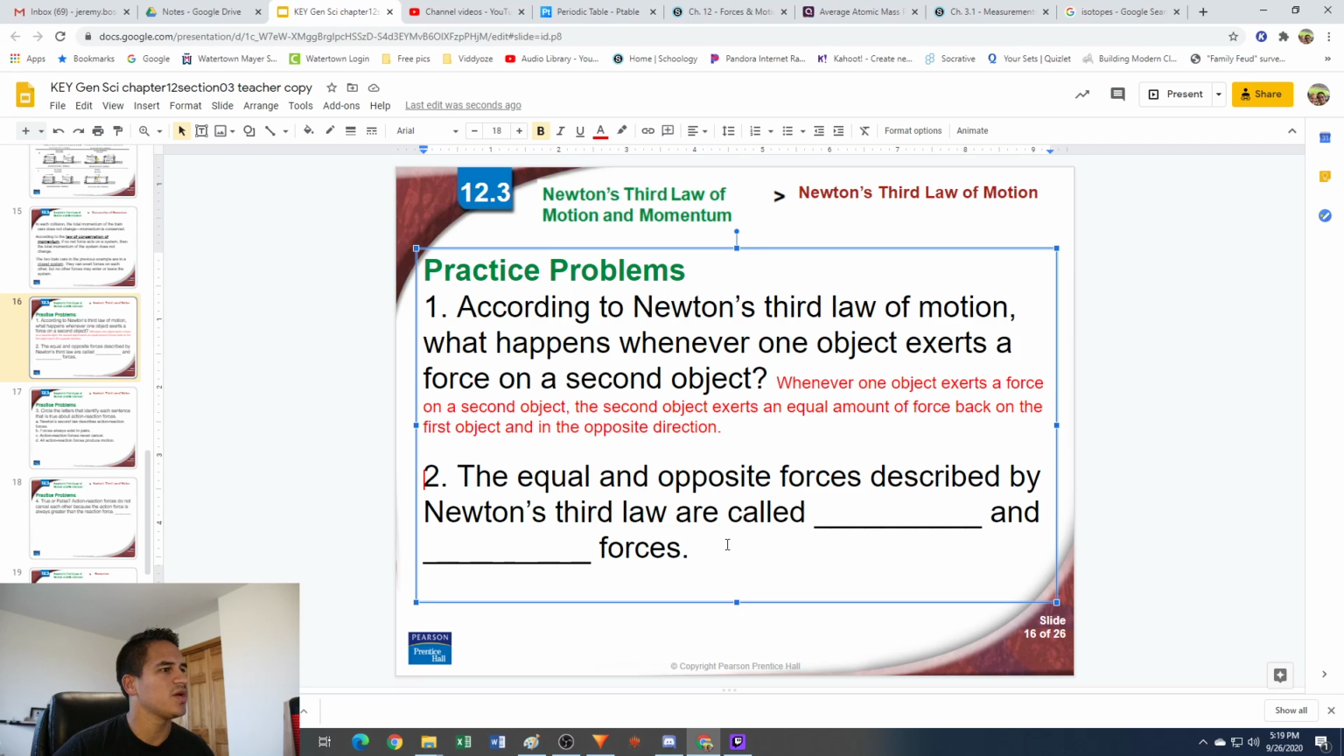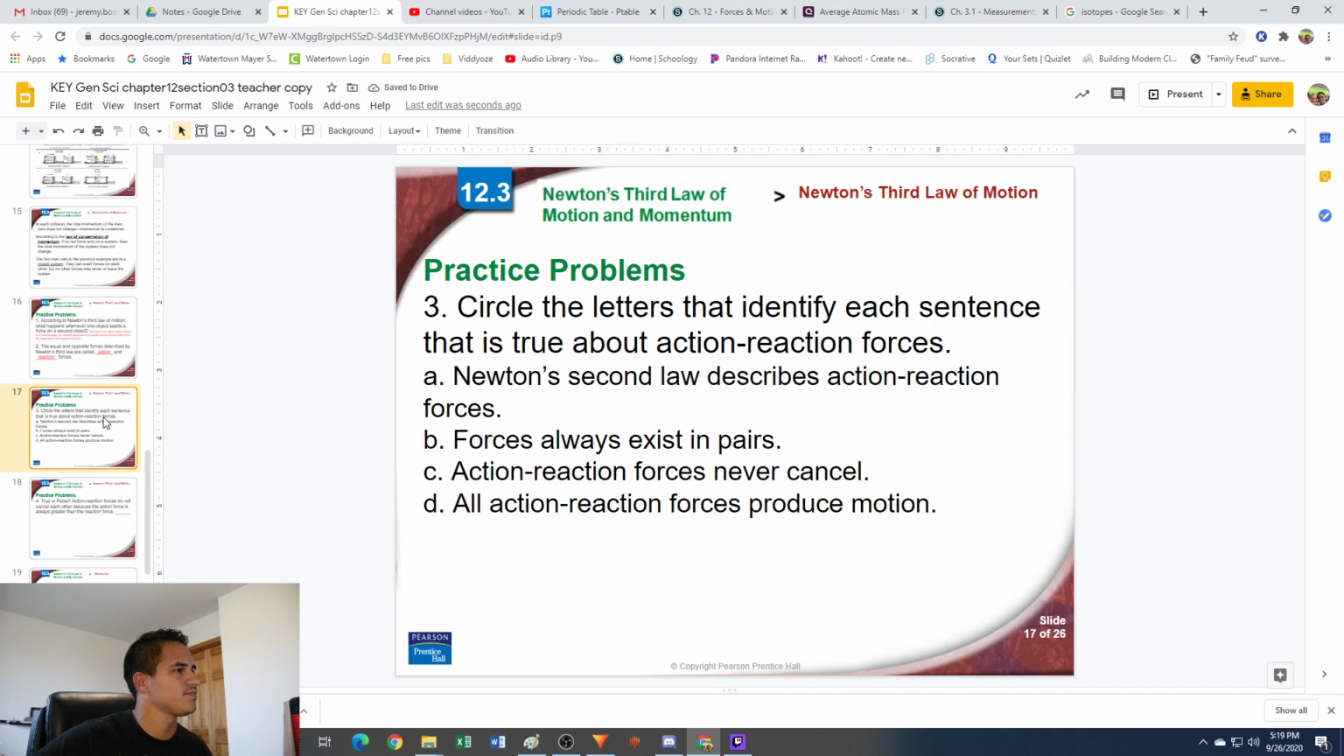Number 2, the equal and opposite forces described by Newton's third law are called blank and blank forces. So these are called action and reaction forces. It doesn't matter if you put reaction and action or action and reaction, so don't worry about what order you put them in, but action-reaction forces.